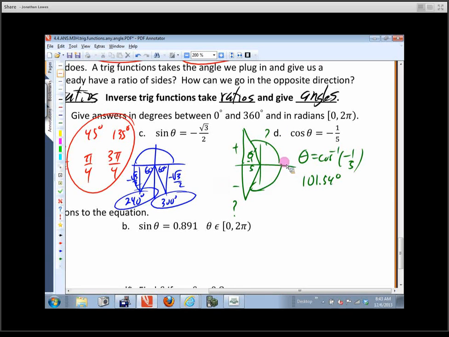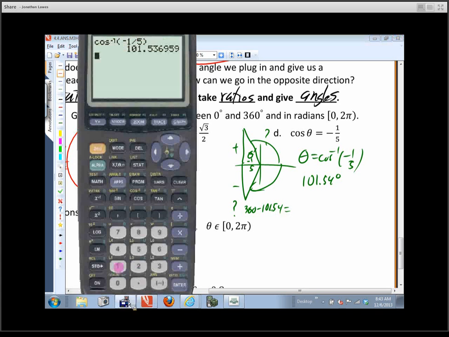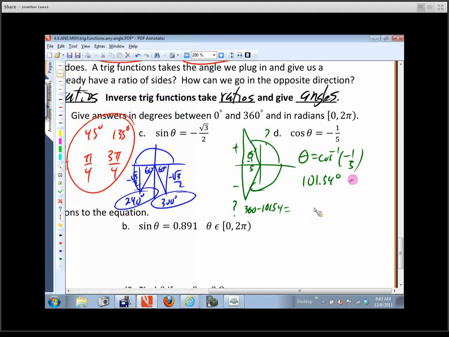Instead of going all the way around full circle, 360 degrees, I'm going to stop shy of that by how much? 101.54. So if I took 360 and I subtracted 101.54, that would give me the other answer. So I'm going to take 360 and we're going to subtract that last answer, 258.46.